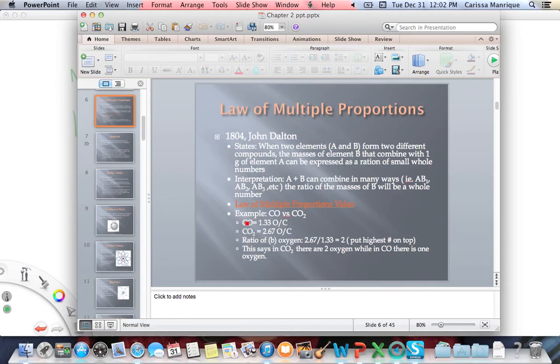Now if I had done CO and CO3, for example, what's the difference in the oxygens? That would be 3. So if I divided their law of definite proportions values by each other, I would get 3 every time. Or CO to CO4 will always be 4. Now if we were doing CO2 and CO4, the difference is 2 there, so the ratio would be 2. Anyway, you're taking the law of definite proportions for two compounds and dividing them together.